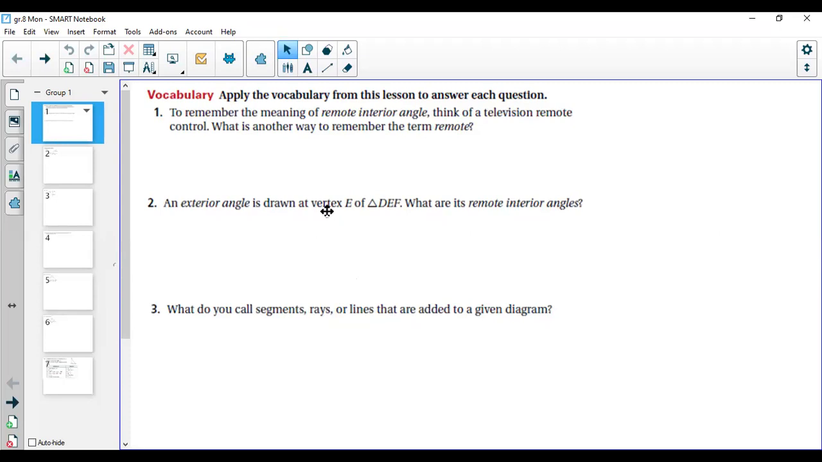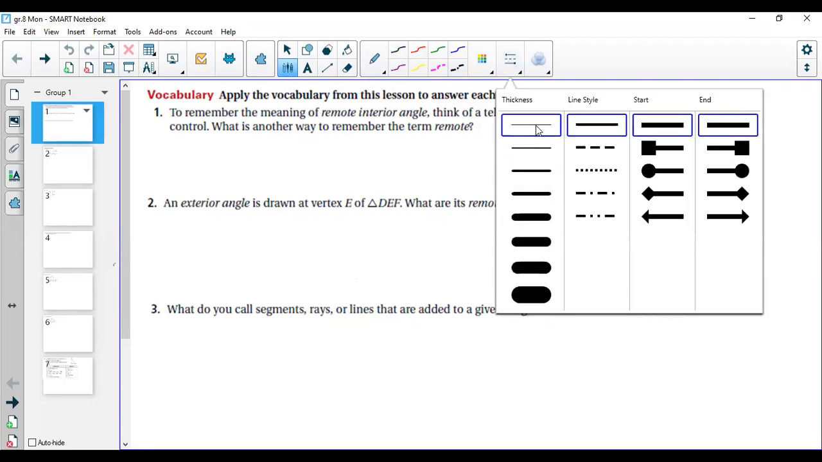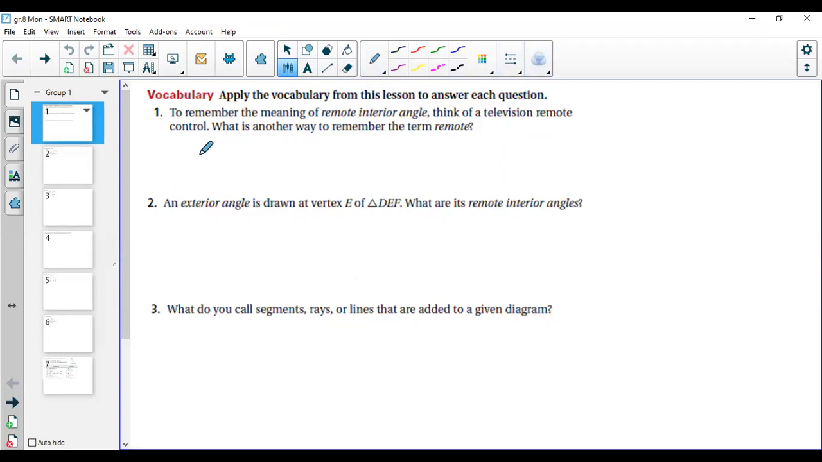To start with, these are the vocabulary words, so let's just go through them. To remember the meaning of the word remote interior angle, think of a television remote control. What is another way to remember the term remote? As I said, they want you to tell them another meaning for the word remote. So we could say far away, right? It is up to you which is easy for you, so you can write it like that. The term remote means far away or distant. There are many words to explain that, so whichever word you feel you can remember, you can write that.